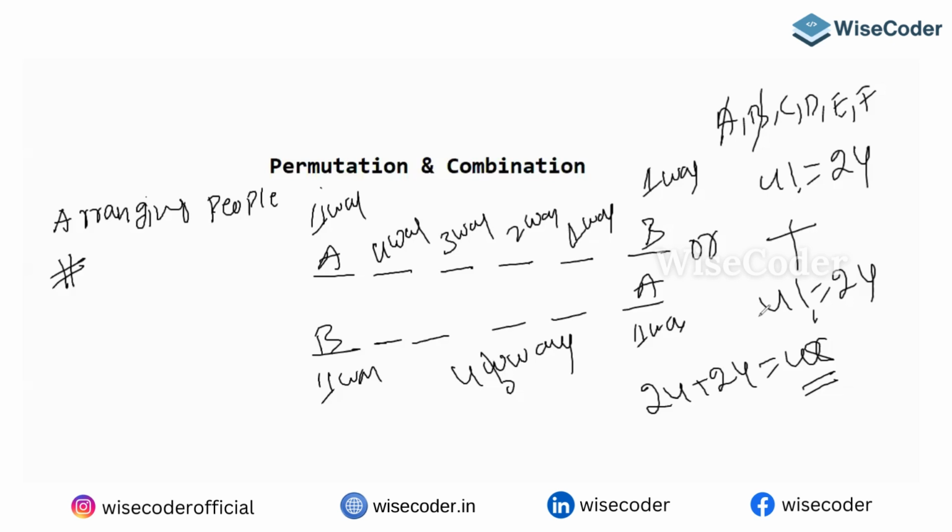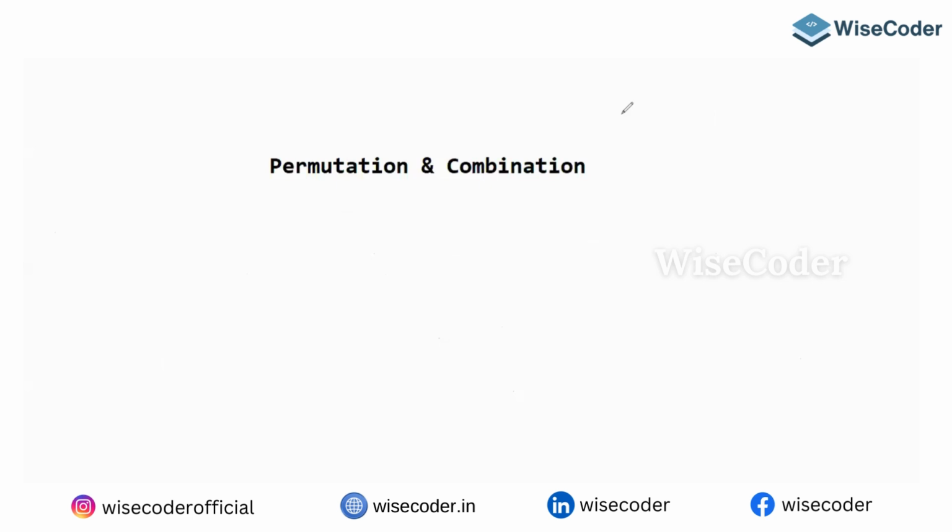So 24 plus 24 is 48 ways. Or you can say 2 into 24. So that will give you 48 ways. That will give you 48 ways.